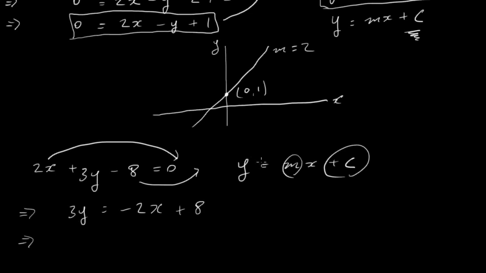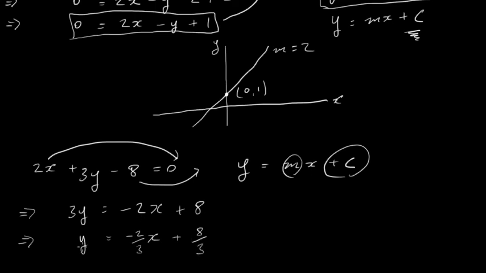Okay, now I don't have y yet, I've got a 3y. I want to get rid of this 3, so I've got to divide everything by 3. So divide this by 3, it'll get rid of the 3. Divide this by 3, I get minus 2 divided by 3x. And take the 8 and divide that by 3 as well. You must divide all terms by 3.